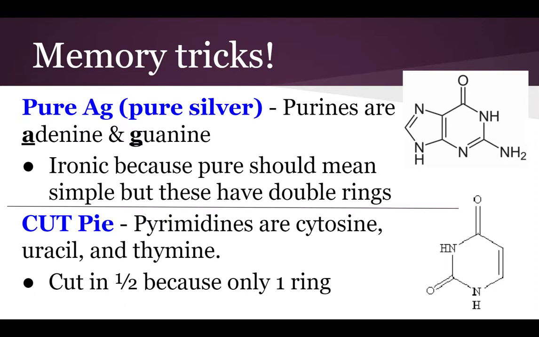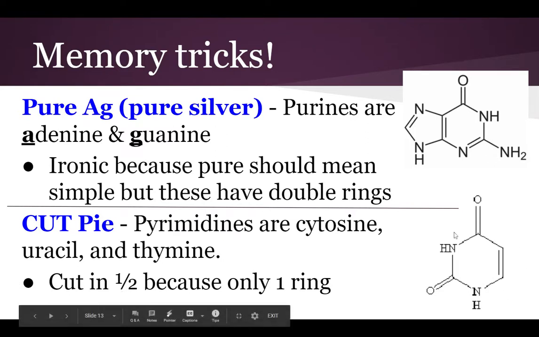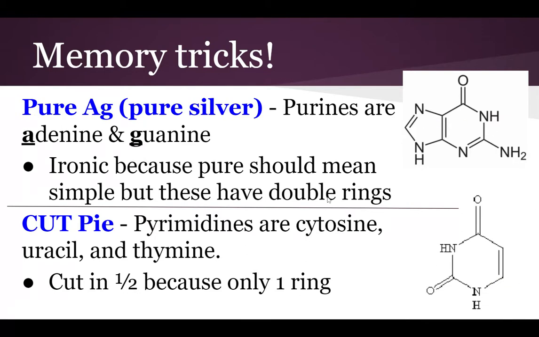And my second memory trick was I always remember cut pi, C-U-T, all capitalized, because cytosine, uracil, and thymine are your pyrimidines. And these ones, you cut a pi in half because it's only 1 ring. So it's literally the halves of your purines. Those are my goofy memory tricks. If they help you, you are more than welcome to borrow them and use them.